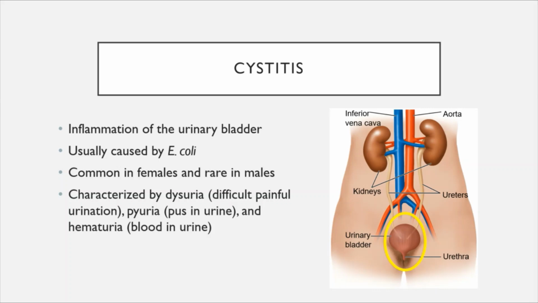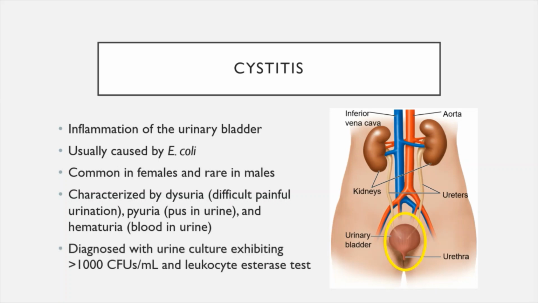It's characterized by dysuria, which is the technical term for difficult, painful urination, pyuria, which is pus in the urine, and hematuria, which is blood in the urine. The way that cystitis or UTI is usually diagnosed is through a urine culture that exhibits over 1,000 colony-forming units per milliliter, as well as with a leukocyte esterase test.